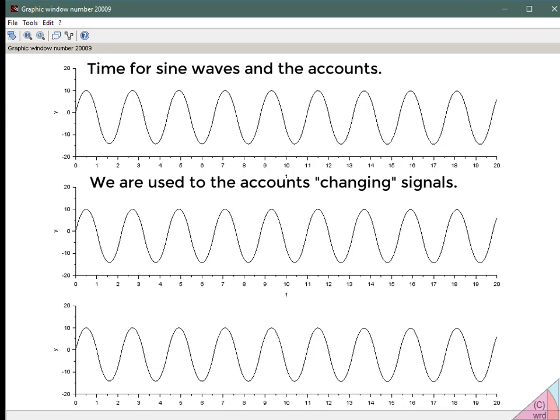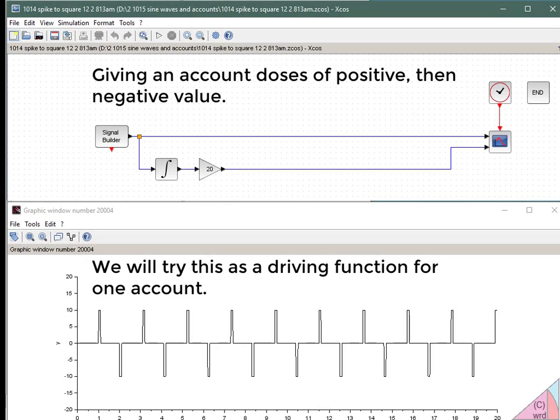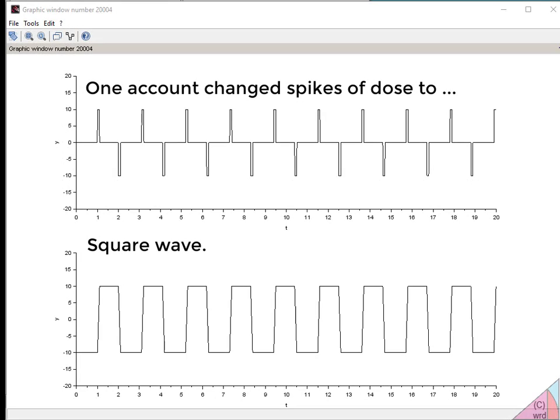We have been watching accounts respond to input signals. Let's now focus on inputs that happen again and again. A very simple version of this is giving an account a dose of positive value, then a bit later giving the account a dose of negative value. What will the account do? We see square wave. Once each dose of value is delivered, the account sits at its new level until told to assume some other value.